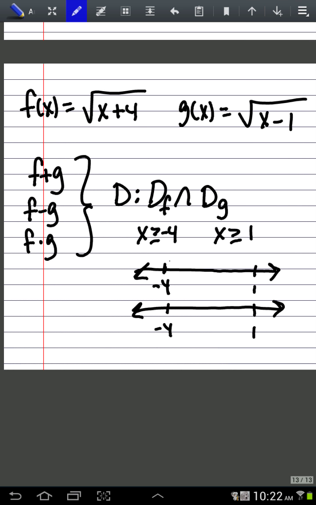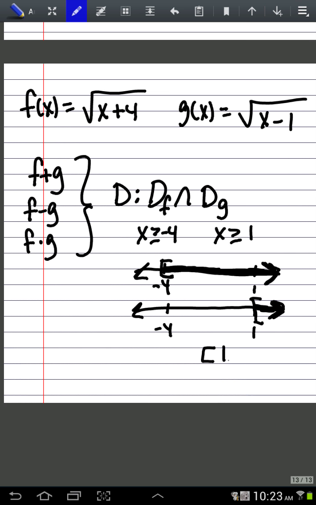Let's do greater than or equal to negative 4. Do you want to use open and closed circles or brackets and parentheses? Brackets, okay. That would be greater than or equal to negative 4. Now greater than or equal to 1 would just be this part. So now, what's the intersection? From 1 to infinity, and you said with a bracket, right? Okay, so there's our domain.